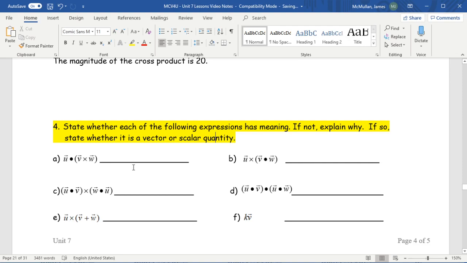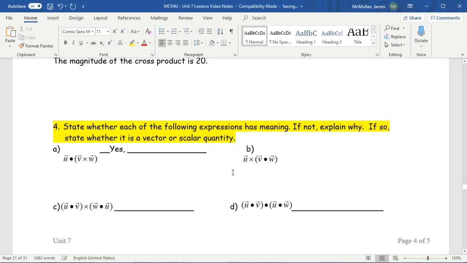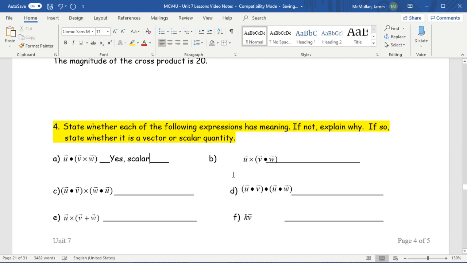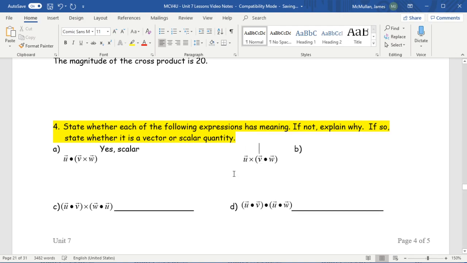All right. In the first question, look at the brackets. You have to cross these two first. When you cross those two, you get a vector. Then it's asking you to dot your new vector with an old vector u. Yes, this has meaning, and the ultimate answer would be a scalar, because you're dotting two vectors together, and we know that when you dot two vectors together, you get a scalar.